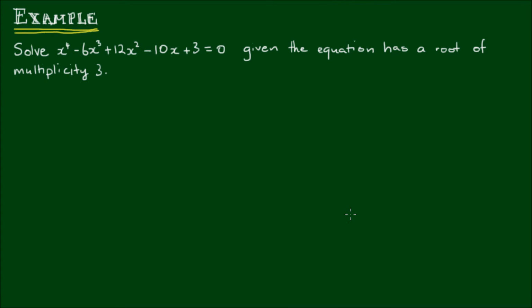So solve x to the power of 4 minus 6x cubed plus 12x squared minus 10x plus 3 equals 0, given the equation has a root of multiplicity 3. So let's say that a is a root of this polynomial, then x minus a is a factor of this polynomial. So the root a is repeated 3 times, and so is the factor x minus a. So then p of x can be written as x minus a cubed times another factor g of x, and g of x is what we have to solve for.